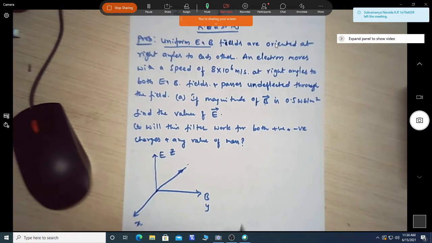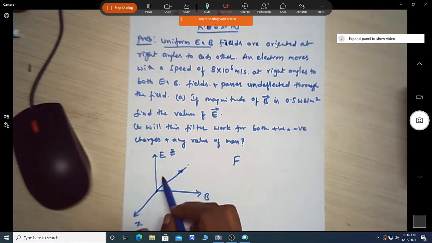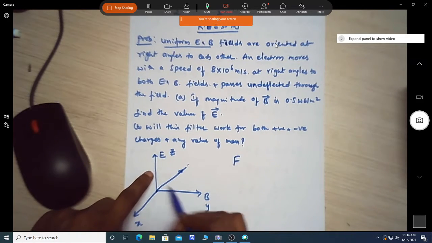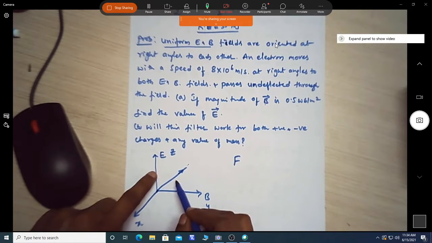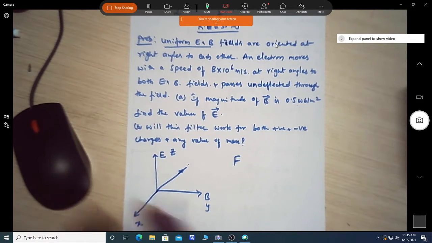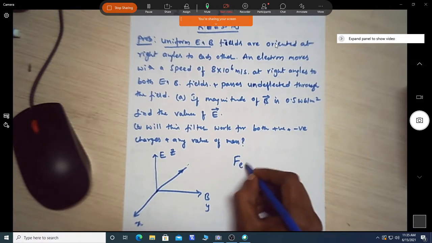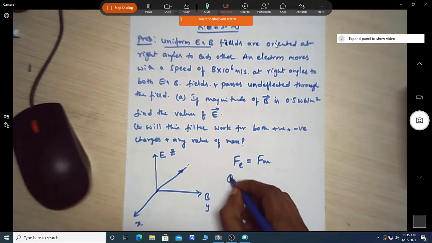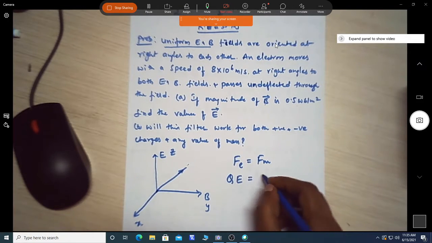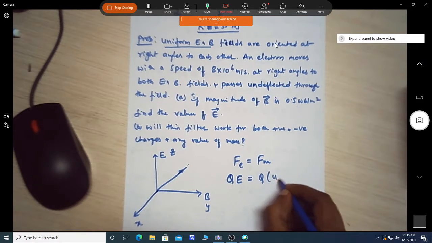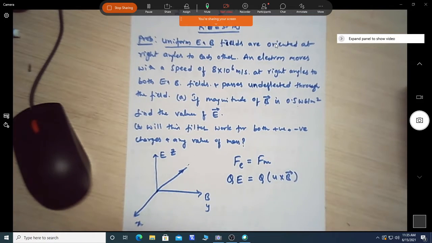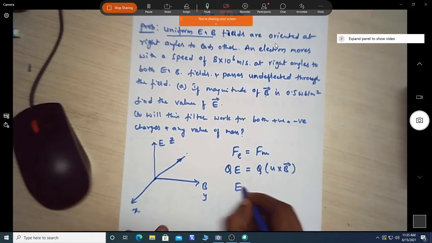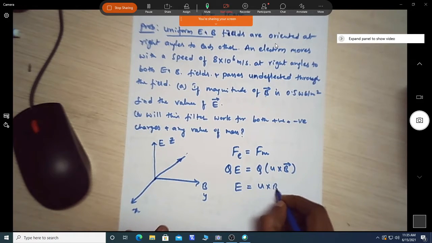So now we know the equation. Since the charge is not deflected by either the magnetic field or the electric field, the forces are equal. Okay, so the magnetic force and the electric force are equal. Now we know this one is QE, which is equal to Q into u cross B. Okay, so now E is given by u cross B.